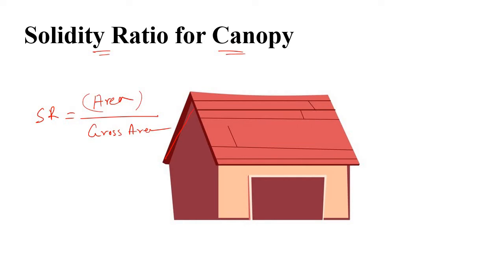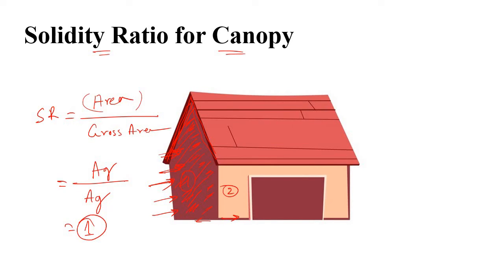Let's say this is the canopy. Under this canopy we have two mutually perpendicular directions. This is one and this is another. Let's say now wind is flowing normal to this face, or to this gable end. The gross area of this gable end is, let's say, AG, and the obstructed area to this wind is also AG. Why? Because there is no opening in this gable end. So for this gable end without any opening, the solidity ratio is simply 1.